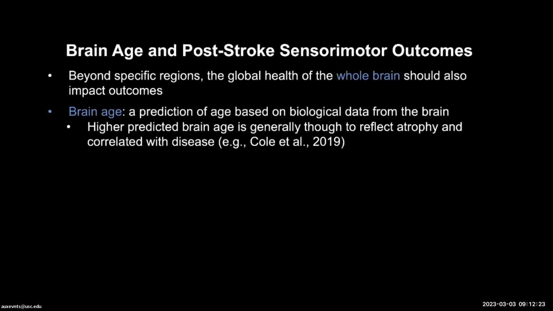But the study that I'll focus on today is one that we've been working on in brain age. And so I think beyond these specific regions, the global health of the whole brain should also impact outcomes. Brain age is a concept that's been widely studied in Alzheimer's and aging literature, but not as much in stroke. And it's basically a prediction of the age based on biological data from the brain.